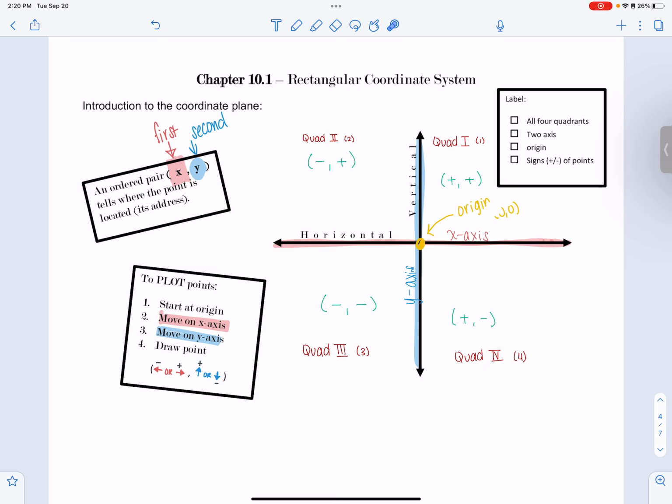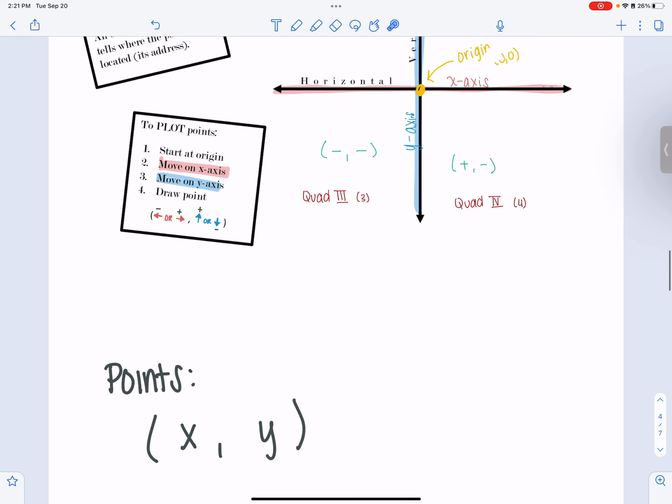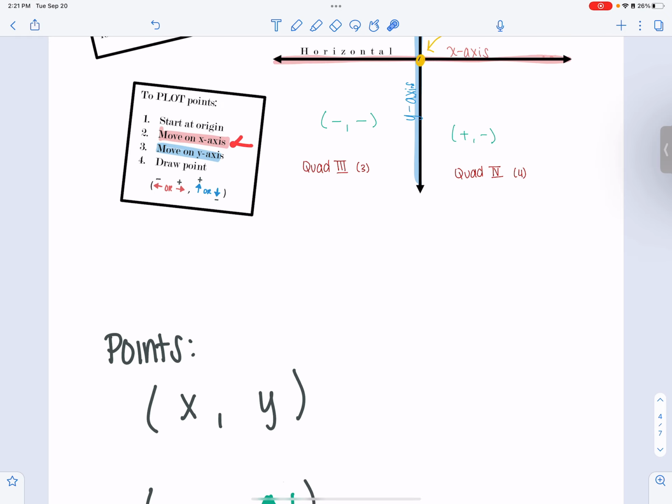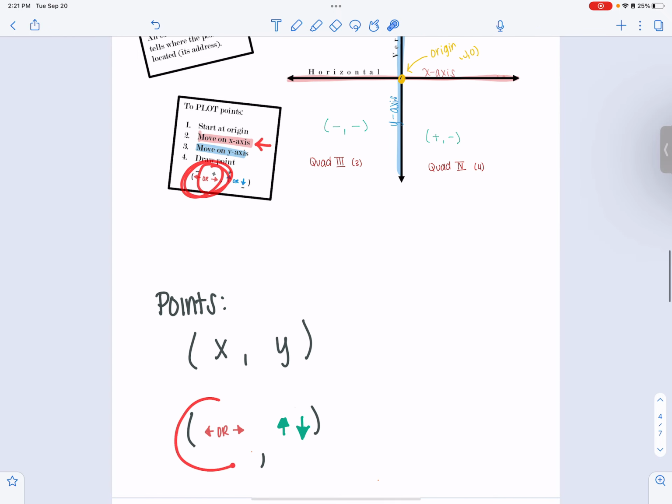And so we have something called an ordered pair. It's called ordered because the order matters. The first number is always going to be X, the second number is always going to be Y. So when I'm plotting these points, I do have to go in a certain order. The first thing I'm going to do is move on the X-axis, which is move left or right. The second thing I'm going to do is move on the Y-axis, or up and down.